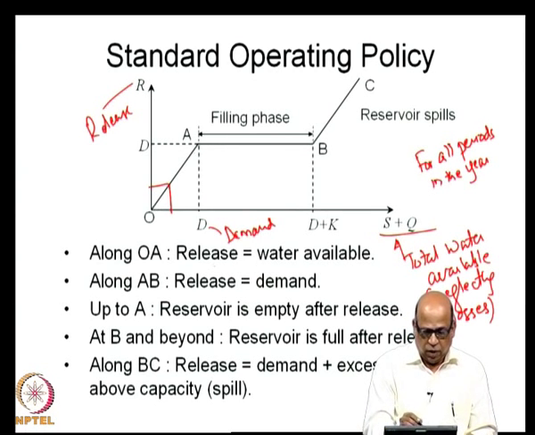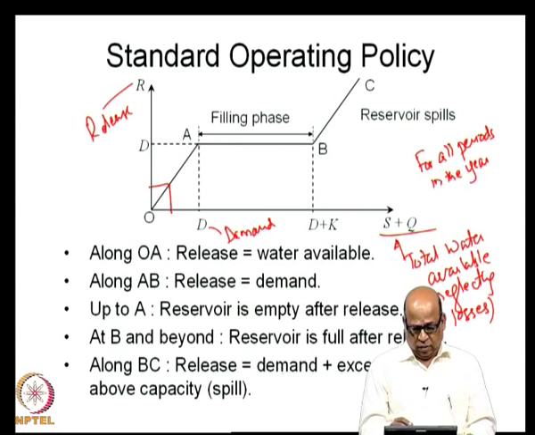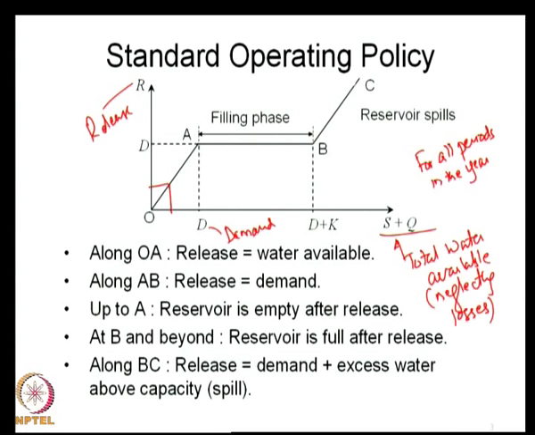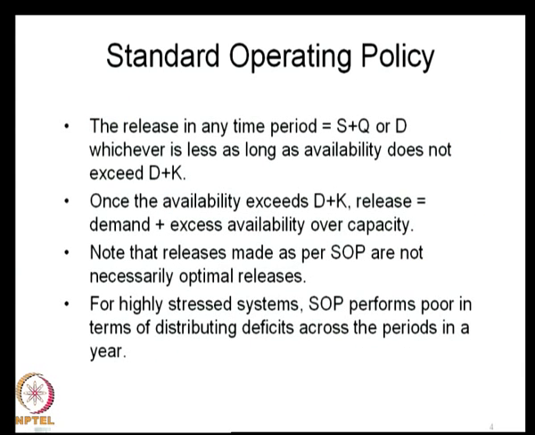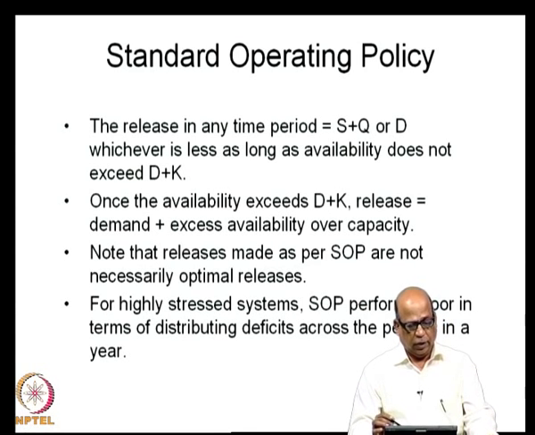So, as I said, along OA release is equal to water available, along AB release is equal to demand, and up to A the reservoir is empty after release. At B and beyond, the reservoir is full after release, and along BC the release is equal to demand plus excess water above capacity, that is a spill. So, this is the standard operating policy. Now, the same thing is explained here. I will not go through all these details, but it is available for going through. Exactly the same thing as I explained is written here.